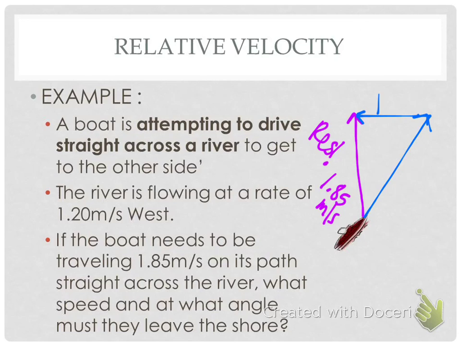The river is flowing west at 1.2. That means we want to find how fast and at what angle we need to leave the shore. The math that goes into relative velocities is just the Pythagorean theorem and the trig functions. Drawing the diagram is by far the most difficult part. So let's go ahead and solve the Pythagorean theorem here to find out how fast we need to leave the shore.